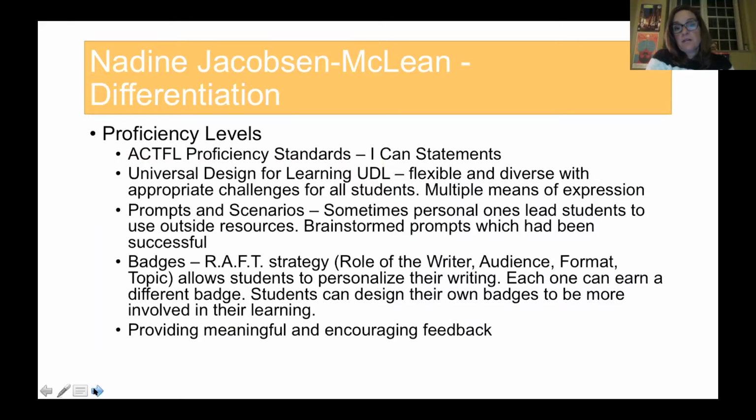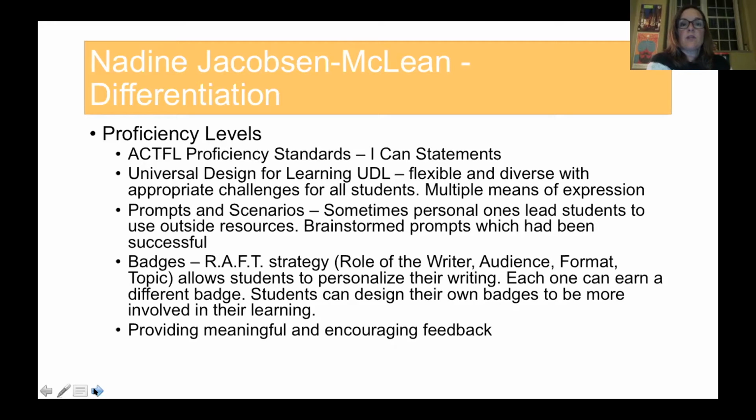She then talked about differentiation within proficiency levels. So I can statements came up again, the ACTFL proficiency standards. This universal design, I think, plays into the accessibility question.